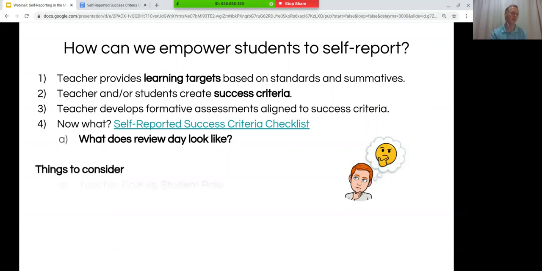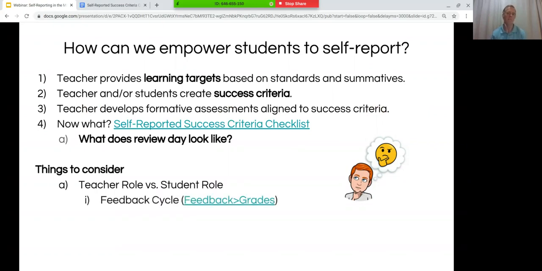Some things to consider: the teacher role versus the student role. What does this feedback cycle look like? Am I giving enough feedback? As a teacher, I didn't give enough specific feedback to students. And we're probably all guilty of this: the kids that need the most feedback probably get the worst. When a kid's really struggling to solve a 2-step absolute value equation, we just walk them through it.